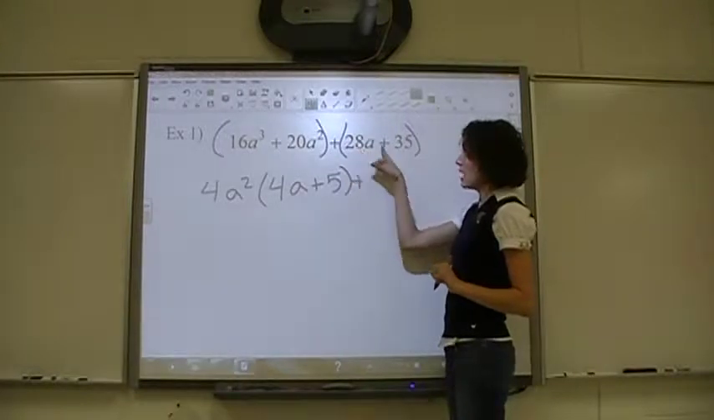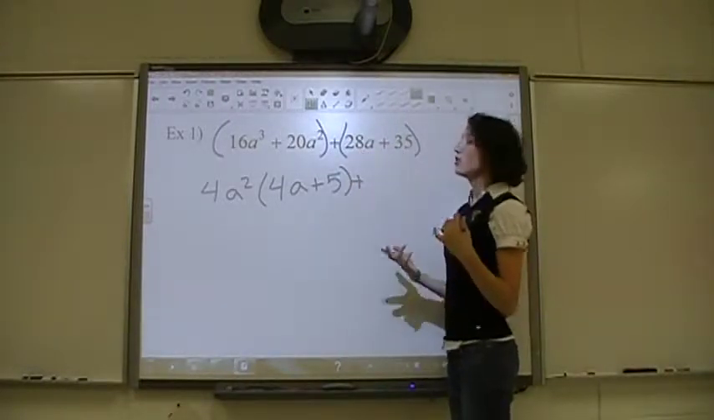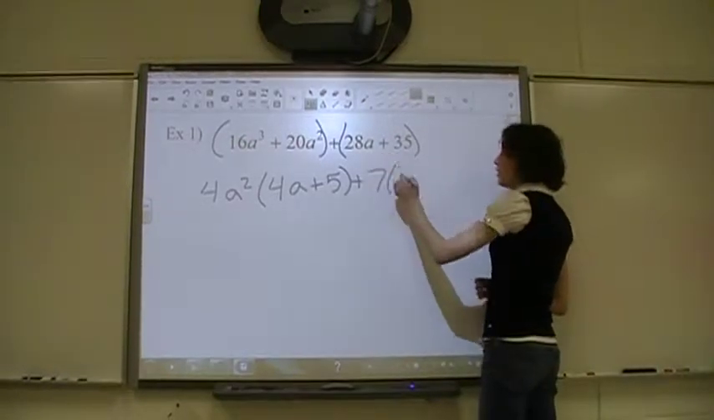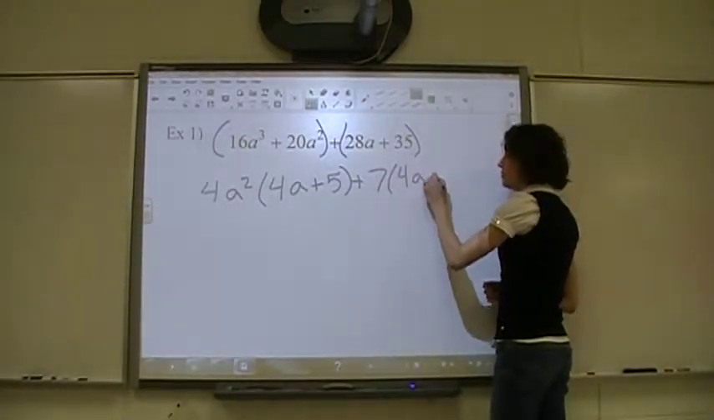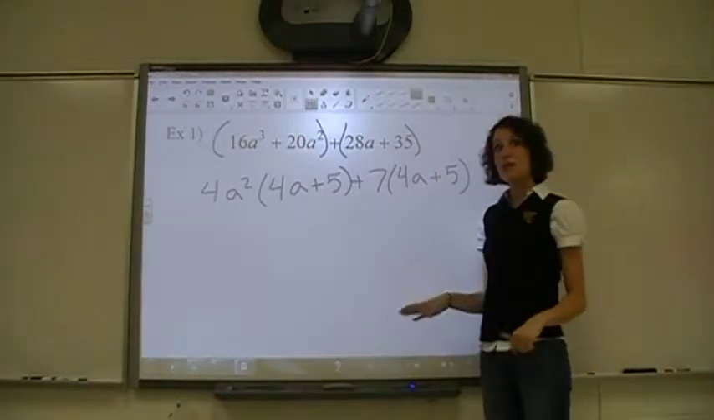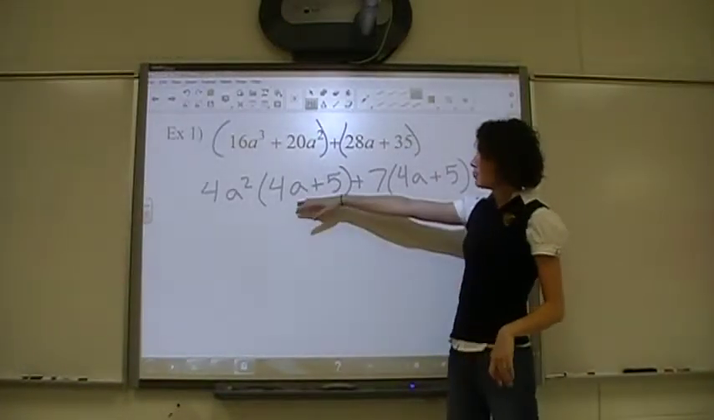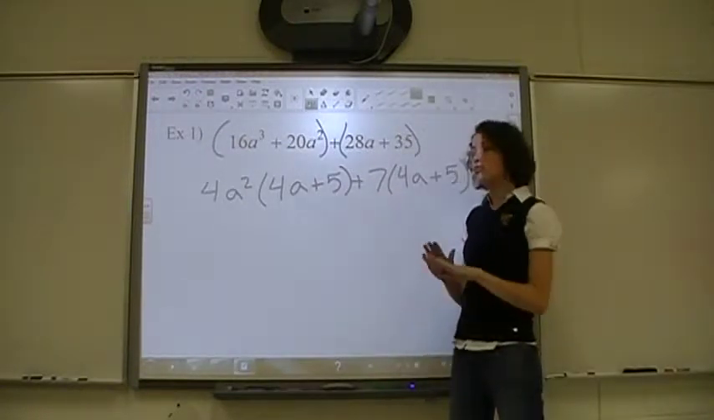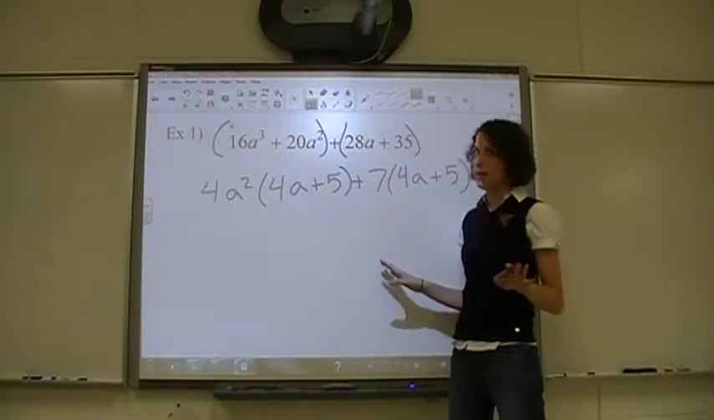You have 28a plus 35. Now, we can take out of 28a and 35 a 7. So you're left with 4a plus, you take 7 out of 35, and you're left with 5. Now, if you notice this, the thing that is in parentheses is the exact same. That's what you want. If you don't have the same thing, then this cannot work.